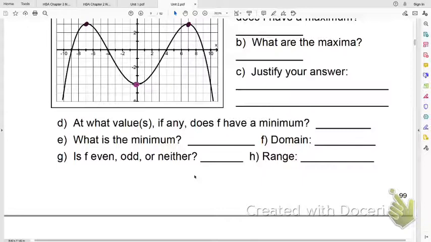So in particular, A, when it asks at what values does it have a maximum, what is it asking for, the X or the Y? At what values? X. The X. So my answer to A is that there is a maximum at -7 and +7. What are the maxima, or what is the maximum value? That is asking for the Y value. So at both of those maximums, what's the Y value? 3. We're not going to worry about justifying.